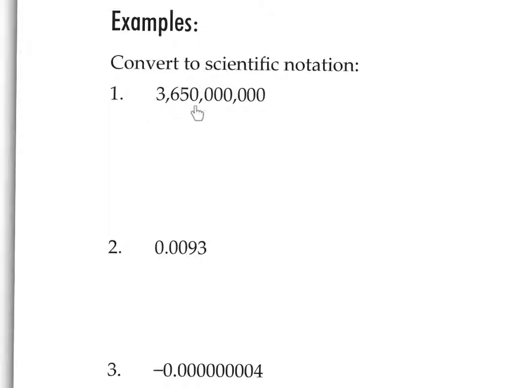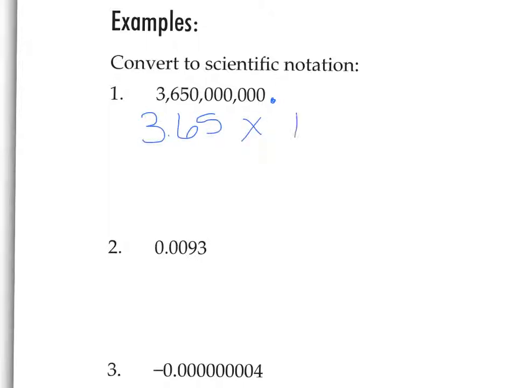Okay, so we're going to convert this to scientific notation. Right now, the decimal is right here. So we need to make this a number between 1 and 10. So this decimal has to go all the way down here, but where should it go? We always put it to the right of the first digit that's not 0. So it needs to go here between the 3 and the 6. So this will convert to 3.65.